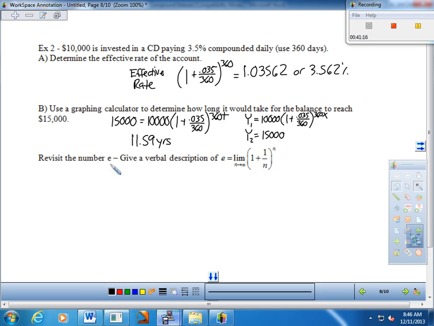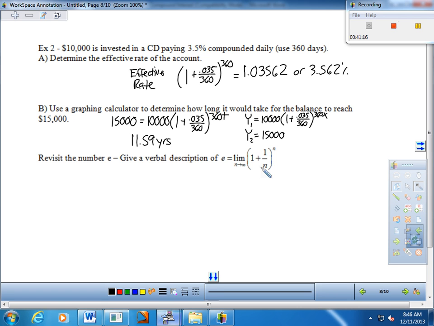So it says revisit the number E. As you can see, E can be an integral part of compound interest, representing sort of the limit of an effective rate. And so now think of it this way. We've sort of explored this in a little detail. It's kind of interesting. We know that E is the limit as n approaches infinity of 1 plus 1 over n, raised to the n.